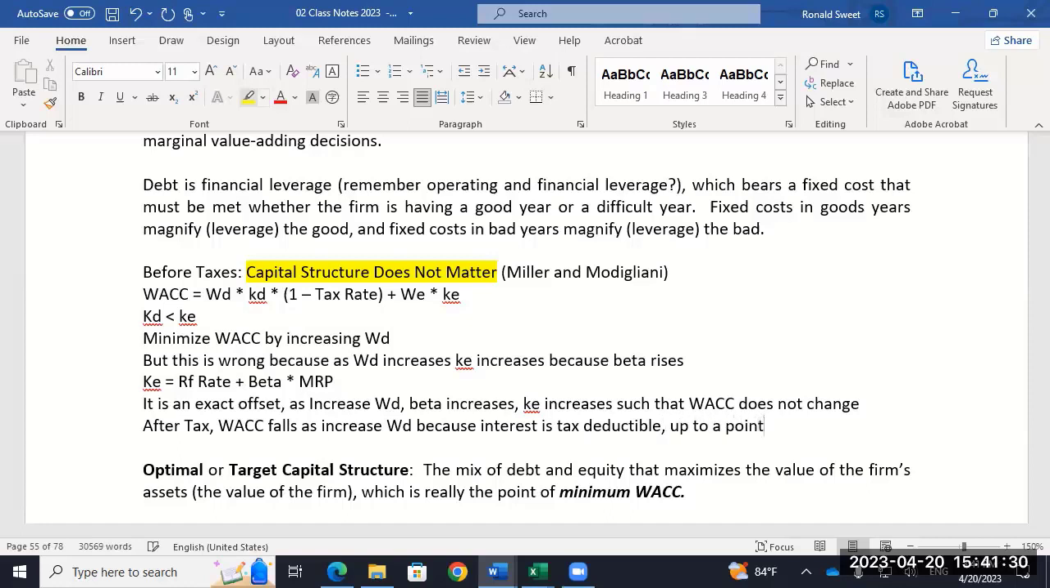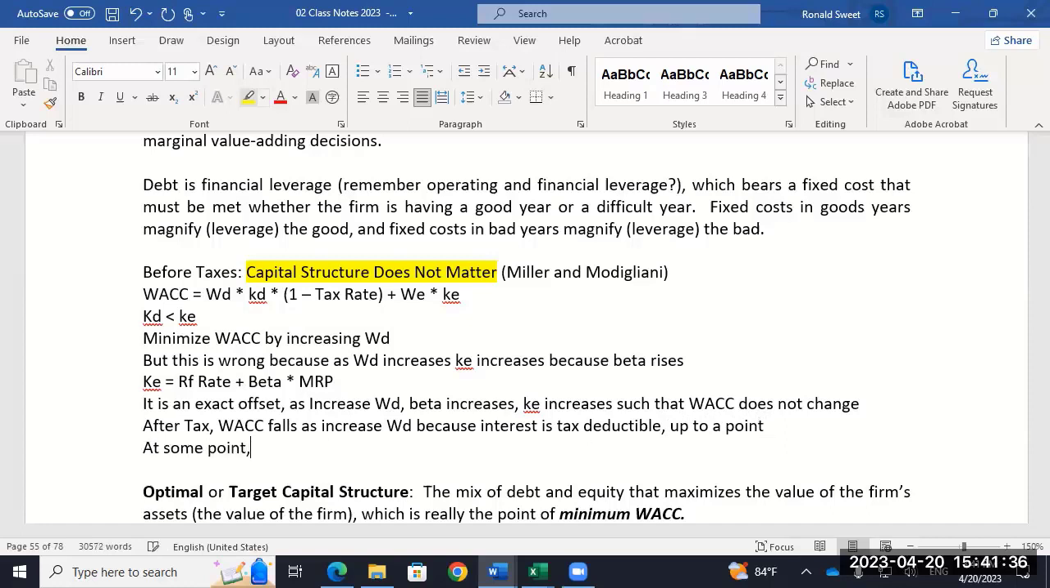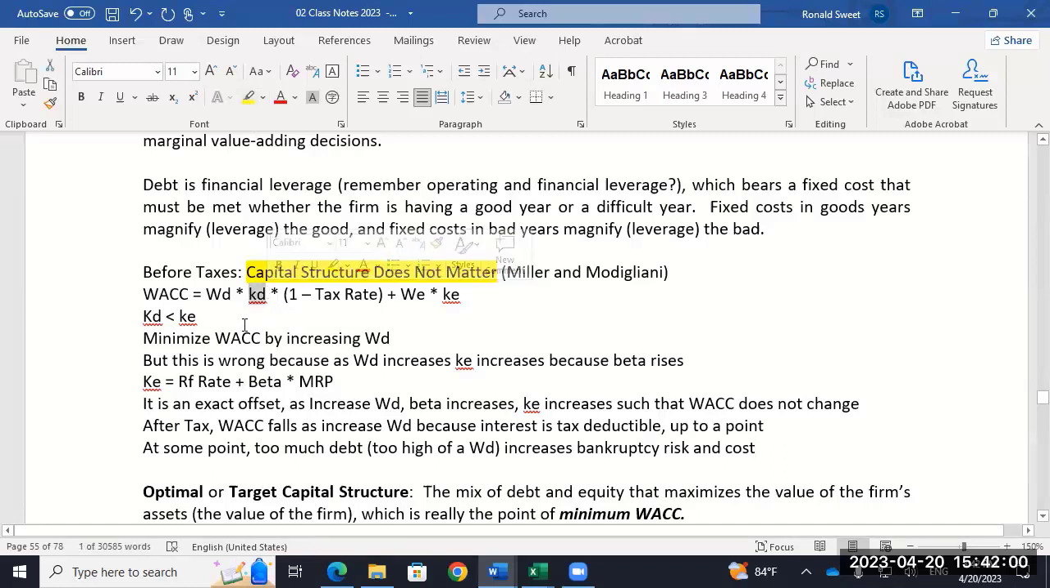Up to what point? Well, at some point, too much debt, too high a WD increases bankruptcy risk and cost. In that case, you've gone too far. What are bankruptcy costs? Your cost of debt is going to start going up. And not only that, if your firm is at the risk of bankruptcy, what are your best employees going to do?